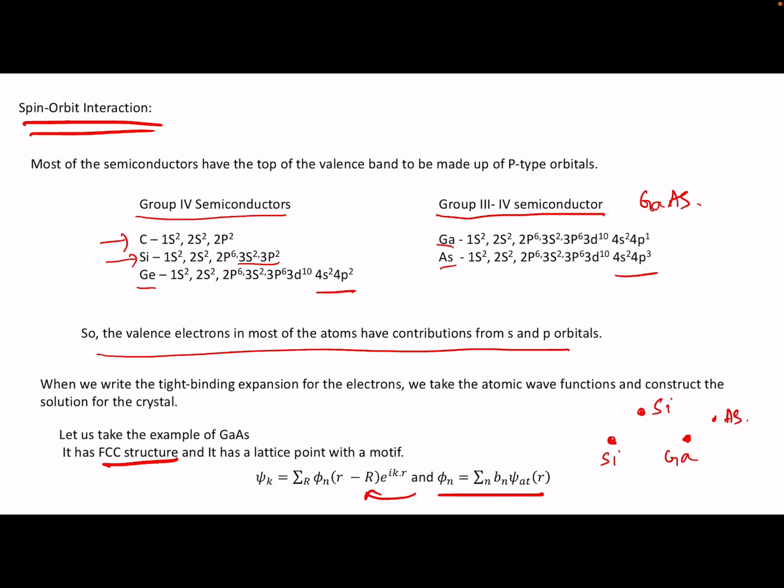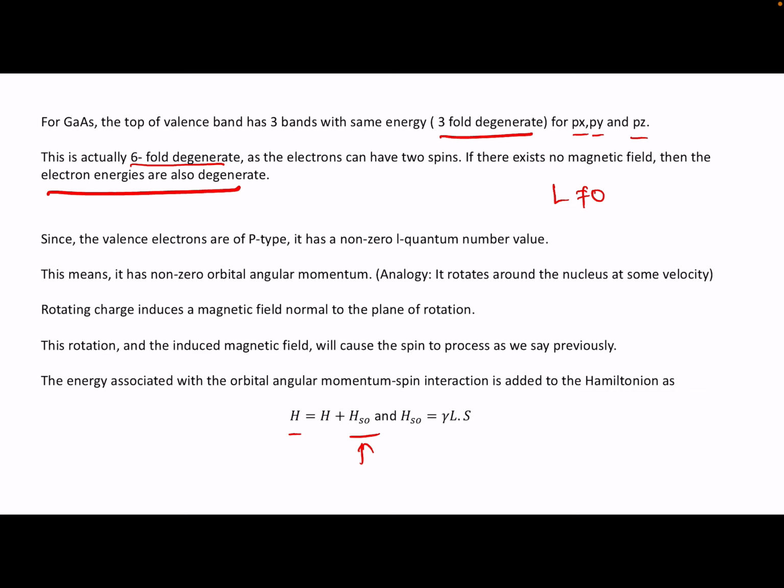Gamma is the magnetic moment, right? So basically the spin orbit interaction is H_so equals gamma L dot S. L is the magnetic field and S is the spin, right? So basically L dot S is the projection of the magnetic field or the spin direction in the direction of the magnetic field.